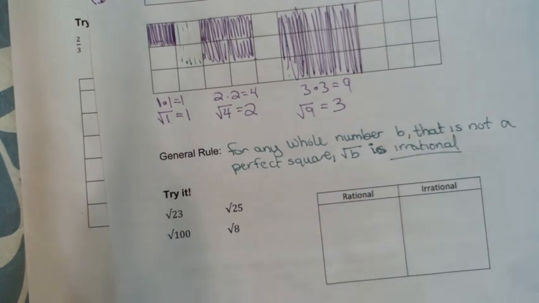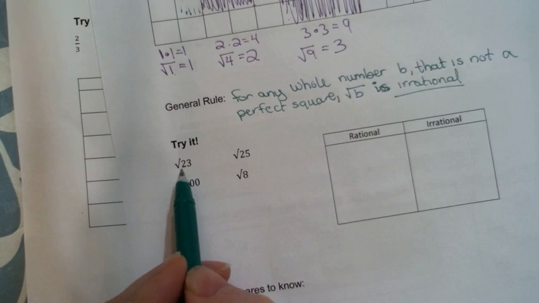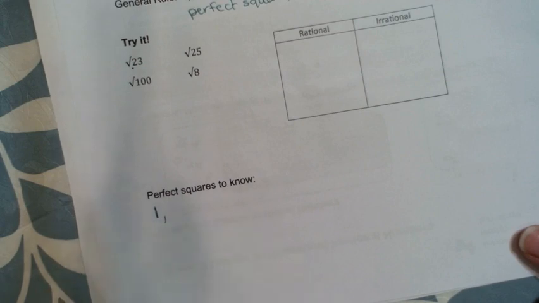So your only rational square roots of whole numbers will be perfect squares. So square root of 23. Here, I'm going to help you out with this first. I'm going to write our perfect squares to know. So 1 times 1 is 1. There's a perfect square. 2 times 2 is 4.